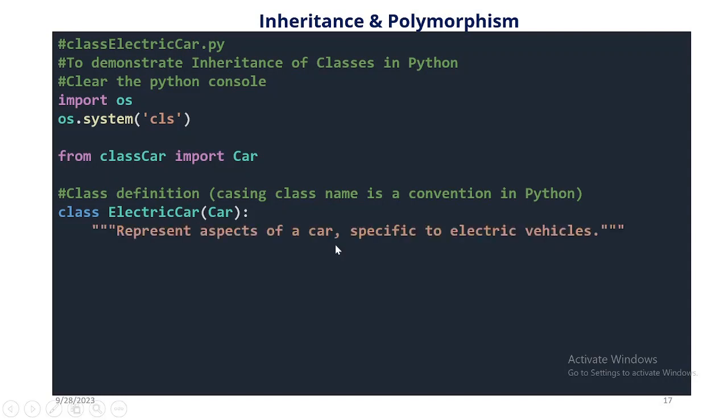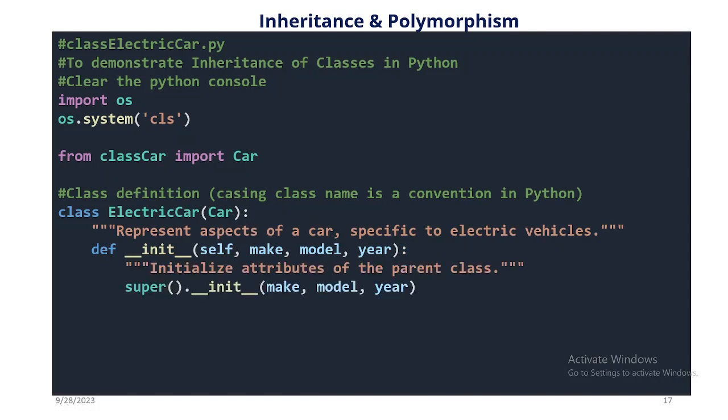Something else we need to do. We now say def __init__ self, make, model, year. So we need to initialize the attributes of the parent class. Super means we are initializing the attributes of the parent class. We say super().__init__ make, model, year, which are attributes of the parent class.